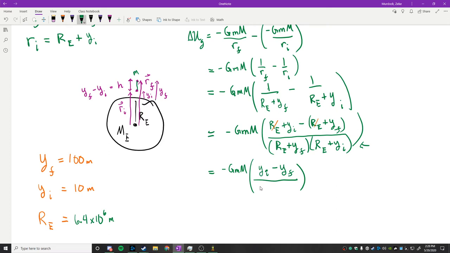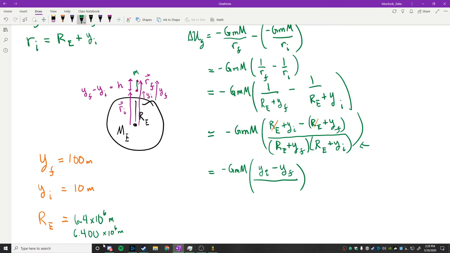Treat them as zero, exactly. Because if you take the radius of the Earth plus 10 meters and the radius of the Earth plus 100 meters, it's basically nothing, right? It affects the 6.400 times 10 to the 6th meters, basically. We're not even there, because 10 meters is way off, right? The y's are extremely small compared to r.